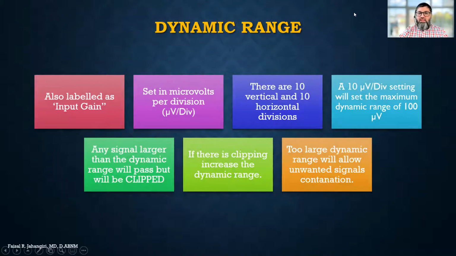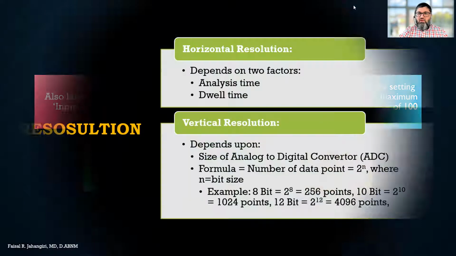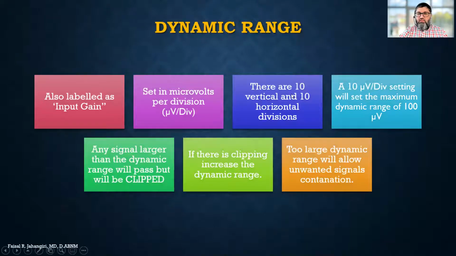So what is dynamic range? Dynamic range is also labeled as input gain. It is set in microvolt per division. There are 10 vertical and horizontal divisions. Most IOM machines will have 10 divisions horizontally and 10 vertically. So we set the dynamic range in microvolt per division.